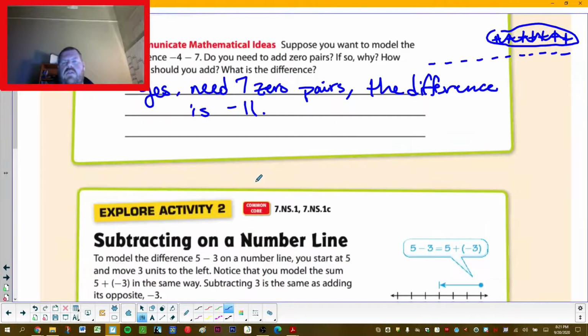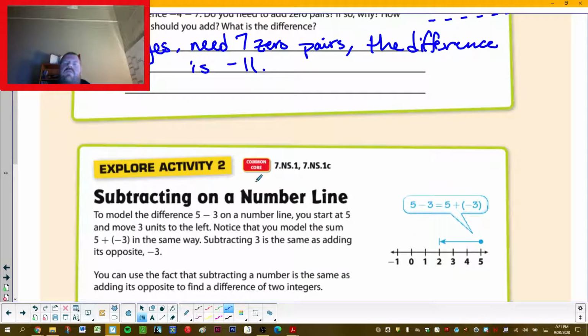Okay, let's look at our second activity here. We want to look at subtracting on a number line. To model the difference of 5 minus 3 on a number line, you start at 5 and move 3 units left. That's what we do. That's the same strategy as if I was given this problem, 5 plus -3, because when I add -3, I also move left. And that's a big thing in math, is to know that that's sort of what we want to do.